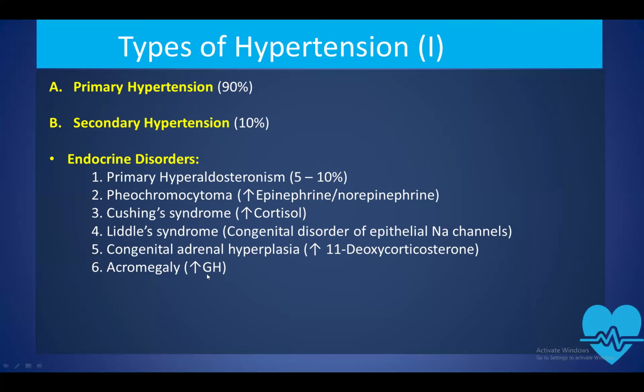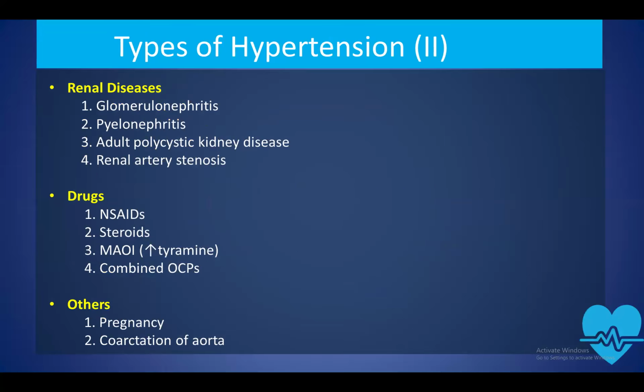In acromegaly, the levels of growth hormone increase in the body. Growth hormone stimulates the secretion of insulin from the pancreas, and insulin, just like aldosterone, increases sodium and water reabsorption in the kidneys.